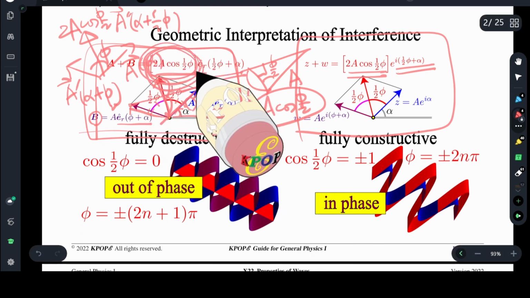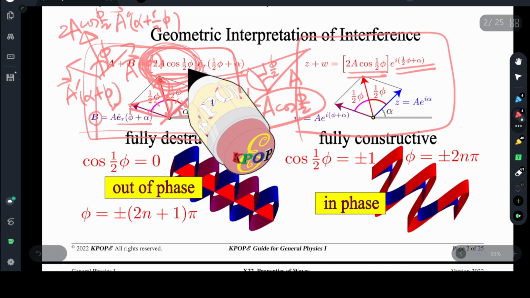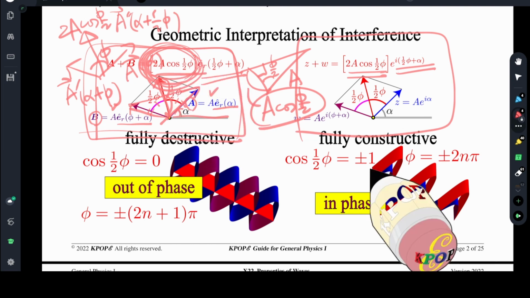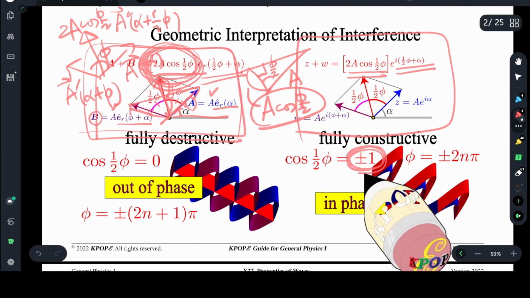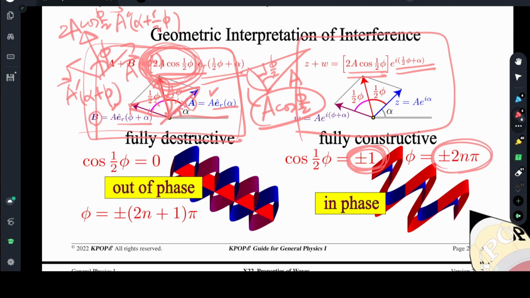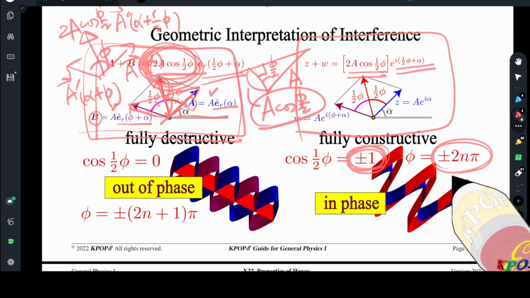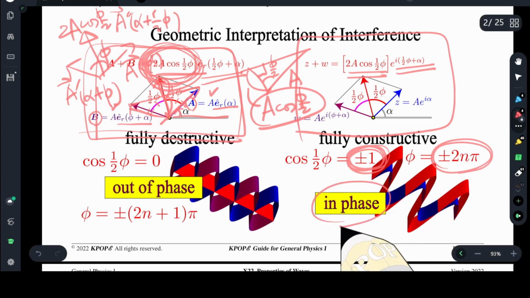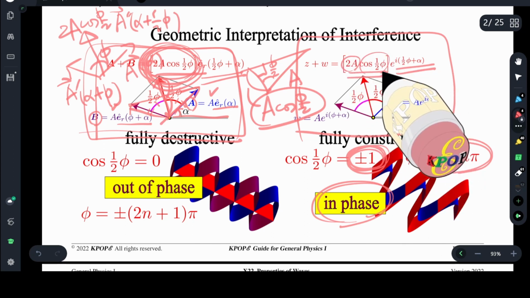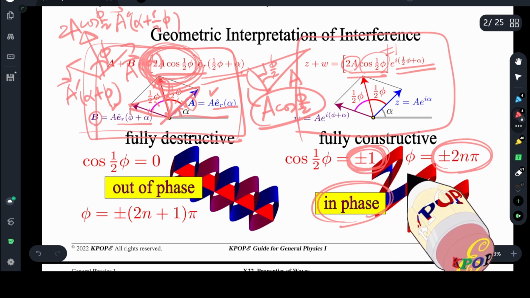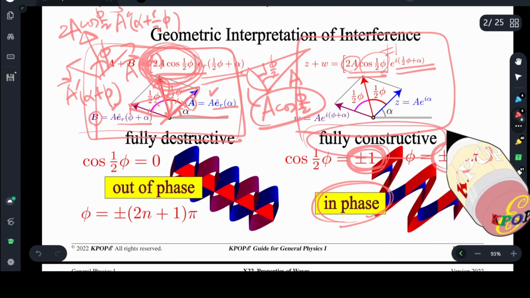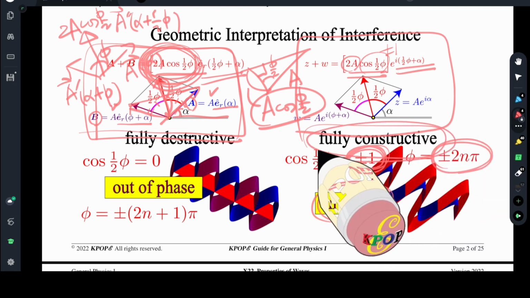So next we consider the overall factor that depends on the phase difference. This one becomes one, or plus minus one, when the phase is 0 or a multiple of pi. We say they are in phase. If they are in phase, the amplitude is twice the original amplitude, because it becomes either plus or minus one. We call this fully constructive interference.